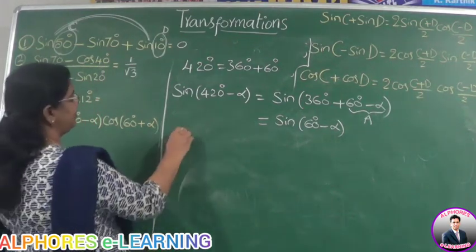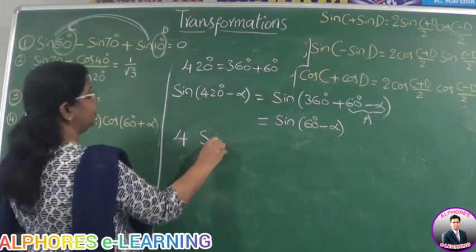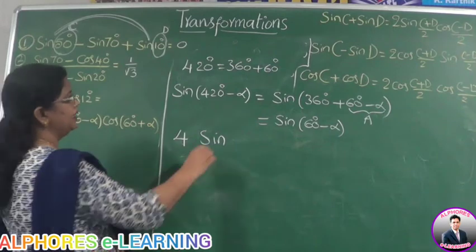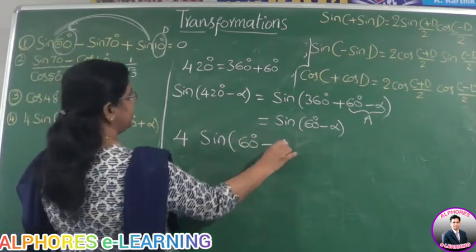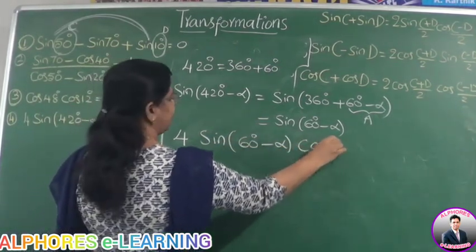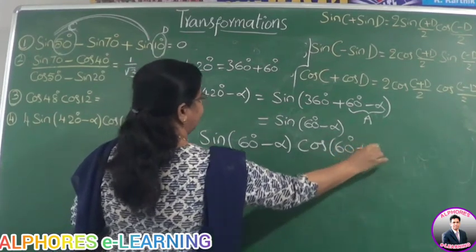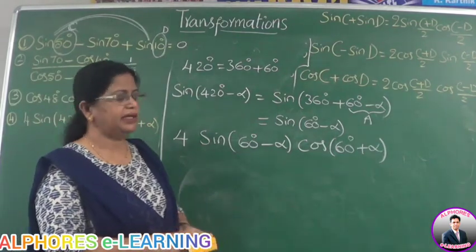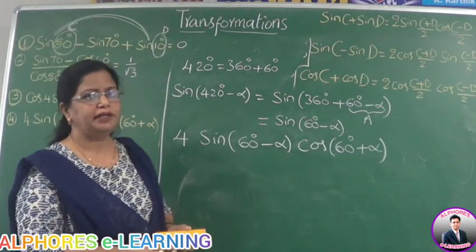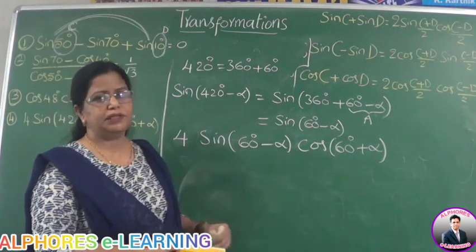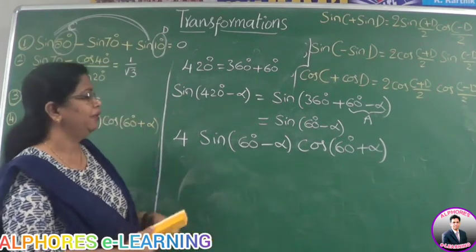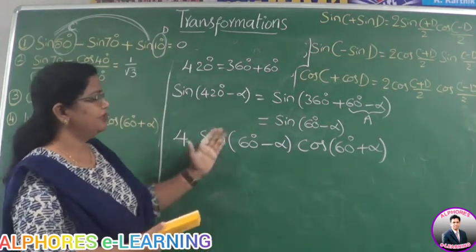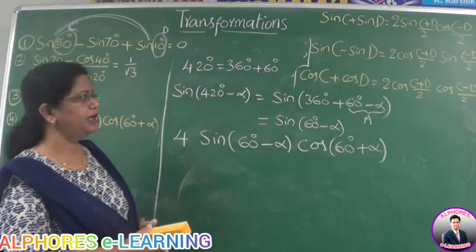Now let's move on to our problem. It is 4 times sine, instead of 420 minus alpha, now I am writing 60 minus alpha, and this one is here cos of 60 plus alpha. Right? Now you might have observed one known formula, sine of A plus B into sine of A minus B, or cos of A plus B into cos of A minus B. But it is neither sine nor cos. Then what to do? Then let us make use of our transformation formula.